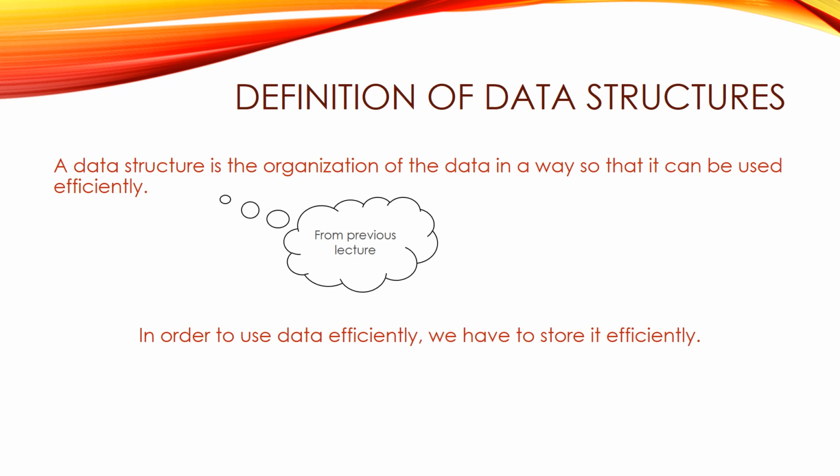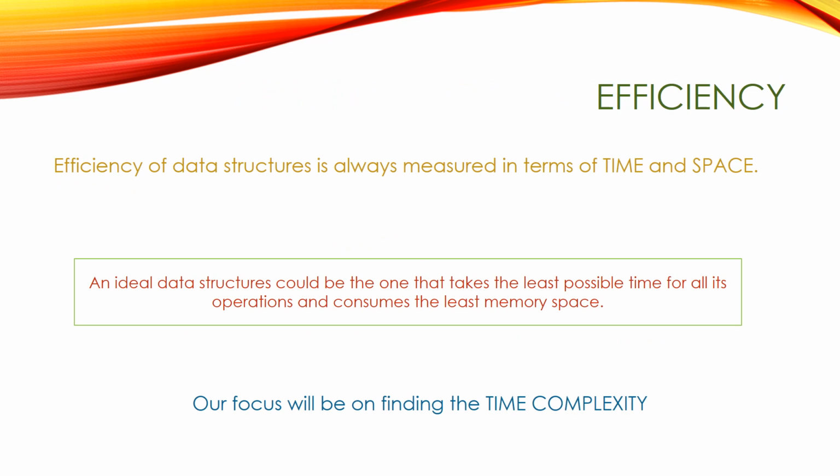The important point to be noted is that in order to use data efficiently, we have to store it efficiently. Storing it in the form of array, linked list, graph, tree, or maybe any other data structure. Now, whenever we talk about efficiency, we talk about two major terms. One is time and another is space, because the ideal data structure could be the one that takes the least possible time for all its operations and consumes the least memory space to store the data.